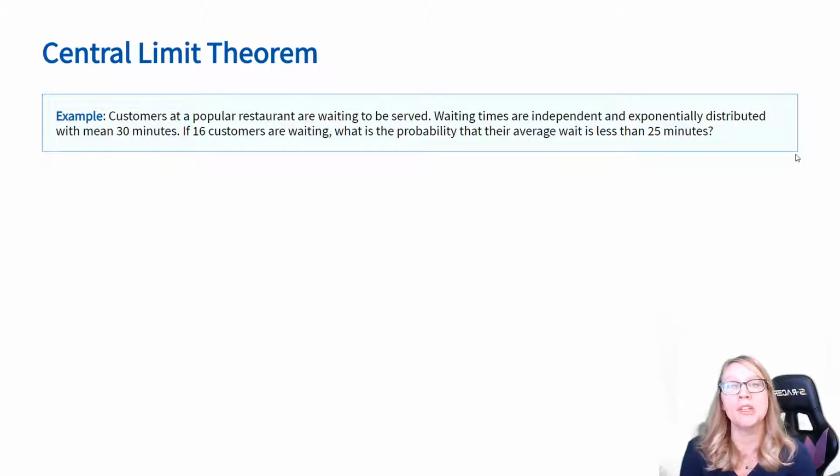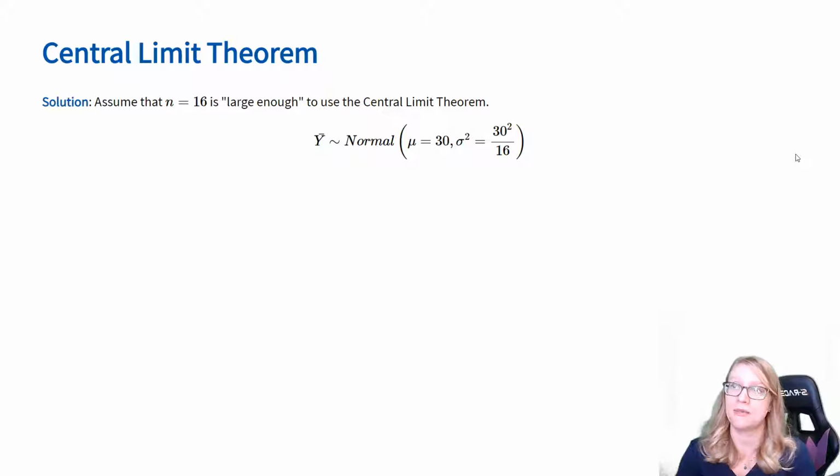Customers at a popular restaurant are waiting to be served. We'll assume that the waiting times are independent and exponentially distributed with mean 30 minutes. If 16 customers are waiting, what's the probability that their average wait time is less than 25 minutes?